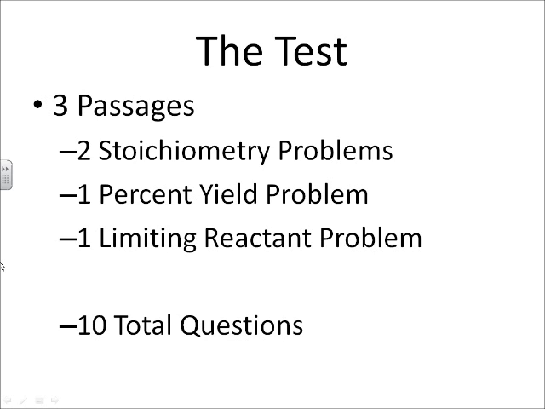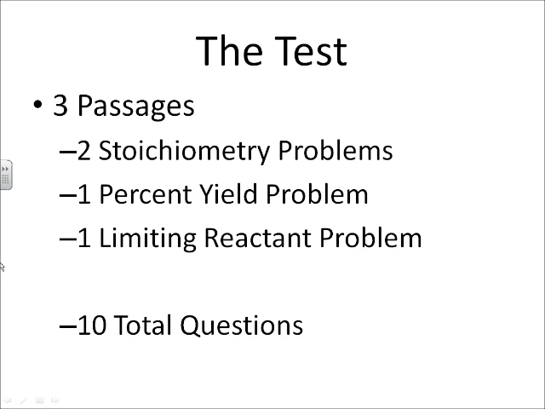However, you might find that if you're stuck on a problem for a long time, the time really runs out on you quick. For each passage, there's typically going to be two stoichiometry problems, one percent yield problem, and one limiting reactant problem. In there, I eliminated one percent yield problem and one limiting reactant problem, just to make sure you'd be able to finish the test. So not every passage will have a percent yield or a limiting reactant problem.